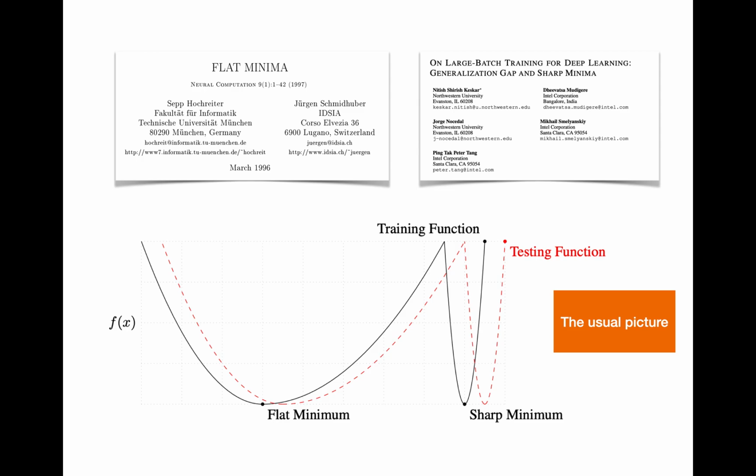The picture that one can have in mind when discussing the relationship between flatness and generalization is this classical picture from this Keskar paper in 2016. So it is clear that the testing function is a perturbation of the training function. We don't have access to the test data, therefore what we expect is a test function to be similar to the training function, but with slight perturbations.